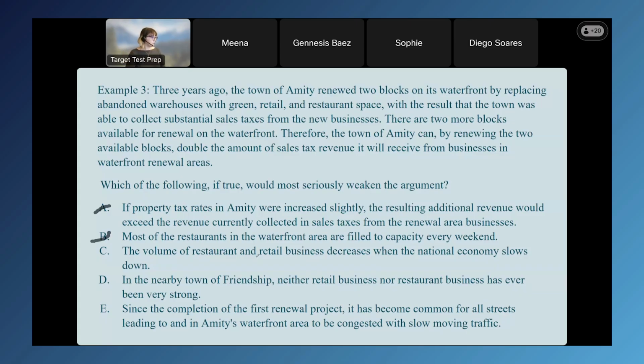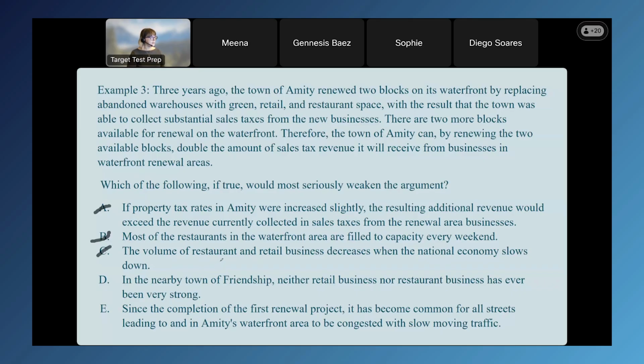C, the volume of restaurant and retail business decreases when the national economy slows down. Importantly with C, does this apply to Amity? We don't know what the national economy is doing. This is just a statement in general about the national economy of whatever nation Amity is in, ostensibly, but it is not any claim about what's going to happen if they renew these 2 blocks. For all we know, their economy is doing great. So that one is irrelevant.